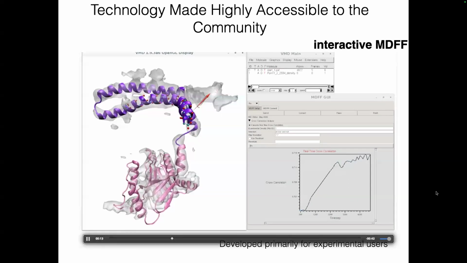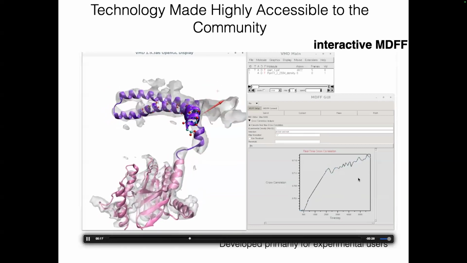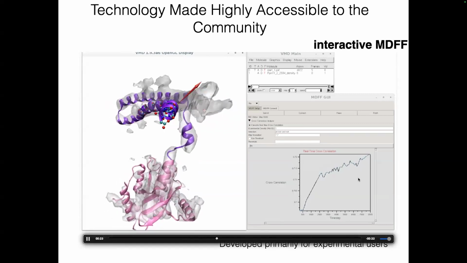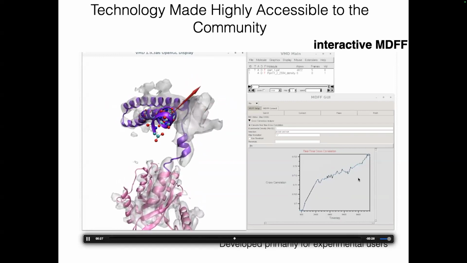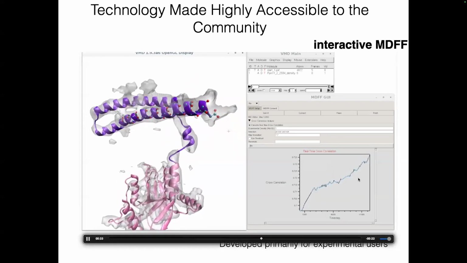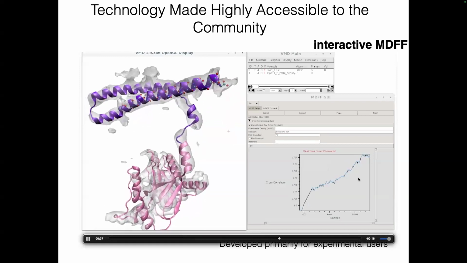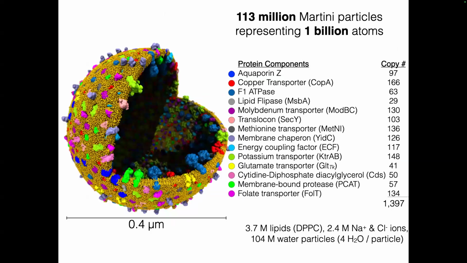And again, cross correlation is shown here. You can see the cross correlation is increasing very nicely. You can rotate the system while you're applying the force. And you can see that that helix is nicely guided into the density while the rest of the system is doing its own natural motion and relaxing in response to what is happening to that manipulation. So that's interactive MDFF that we have in VMD if you have an application for it.